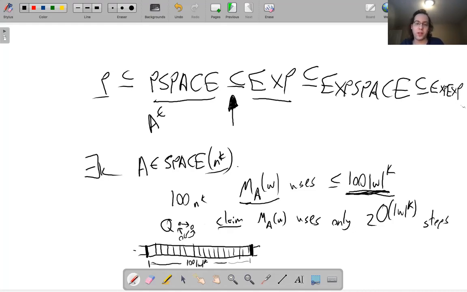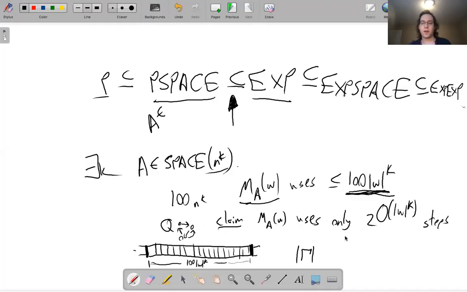Okay, so how many ways are there to fill the section of the tape? There are size of gamma ways to fill one cell, where gamma is the tape alphabet. And so there are gamma to the 100 W to the K ways to fill the tape. And then there are only so many ways to have an internal state in the tape head, only Q ways to have that. And there are only so many positions that the tape head could be in, something like 100 W to the K different positions.